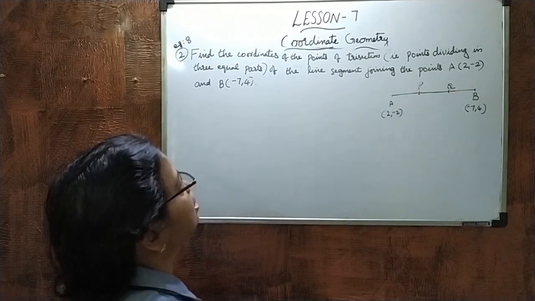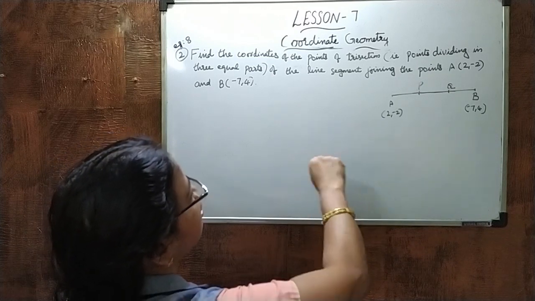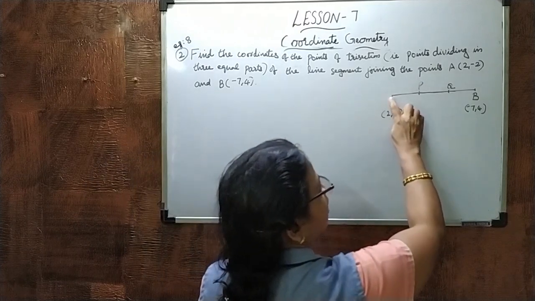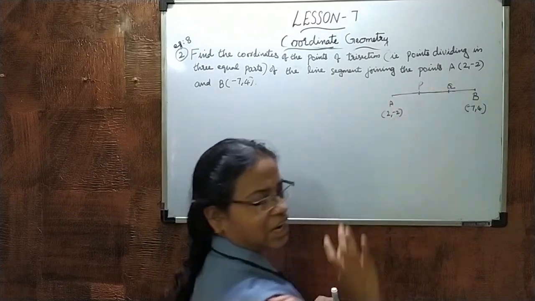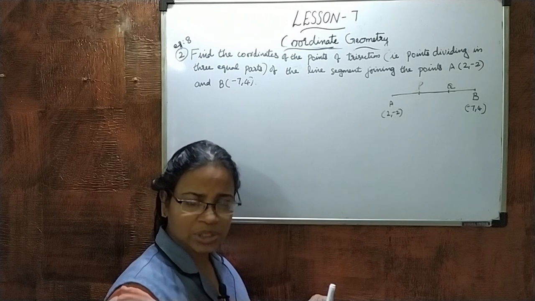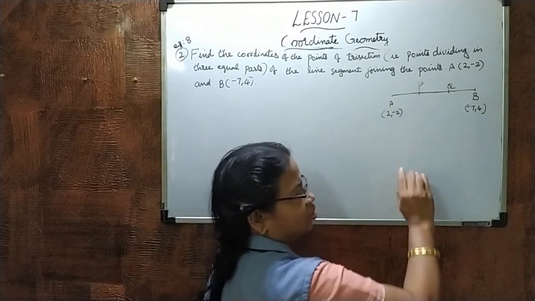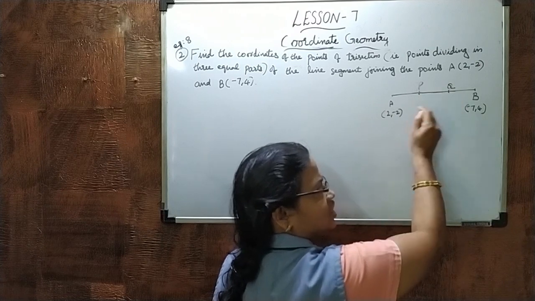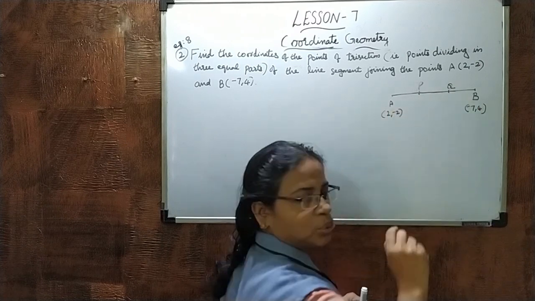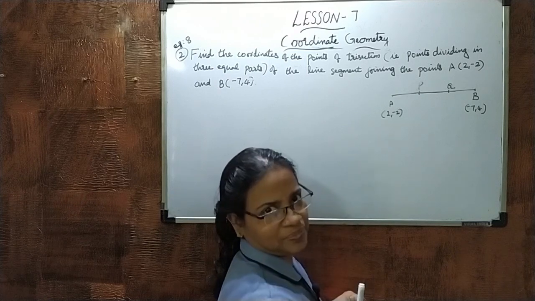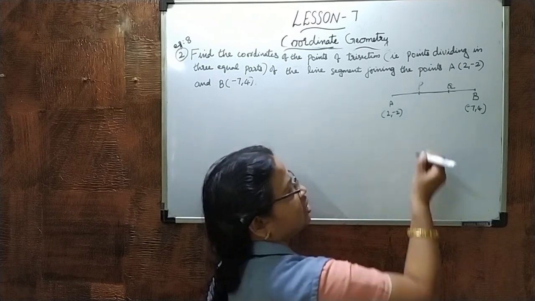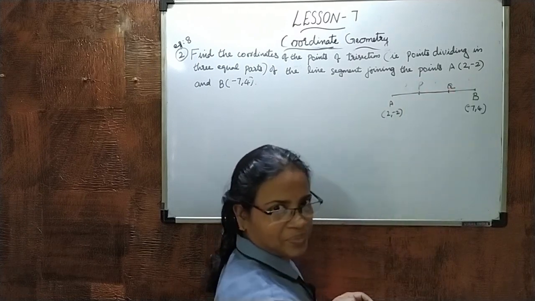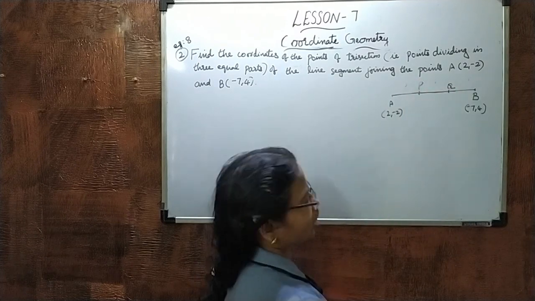Then what is the next one? Then the line segment joining the points A and B. So these are the 2 points joining the line segment. The question is, you have to find out the coordinates of these 2 points which divide the line segment into 3 equal parts. What about the ratios then? Here it will be 1, here it will be 1, here it will be 1.